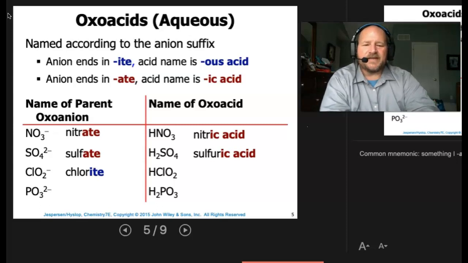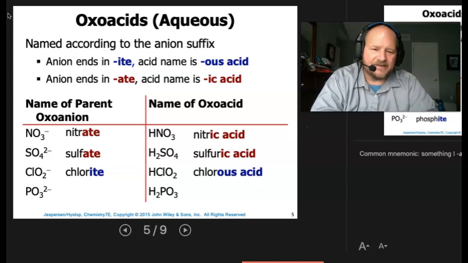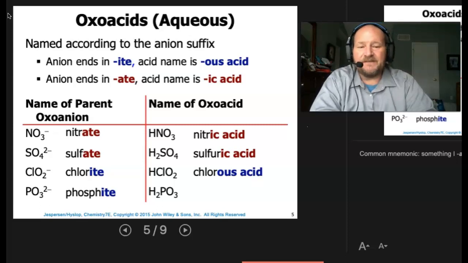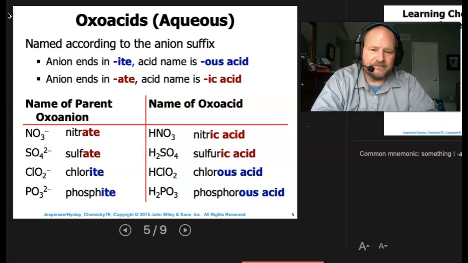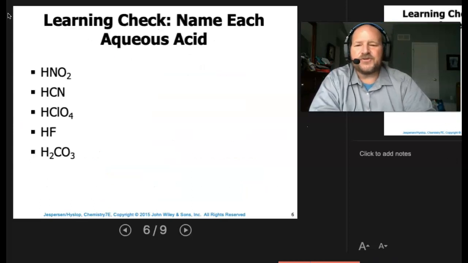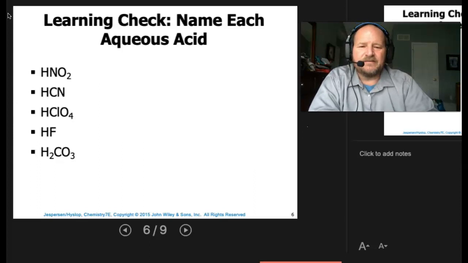If it's chlorite, ITE will give us the us acid. So chlorite becomes chlorus acid. Phosphite will become phosphorus acid. Okay, so there's your 2 rules for that. Now let's do our learning check here. HNO2 then will be nitrous acid.